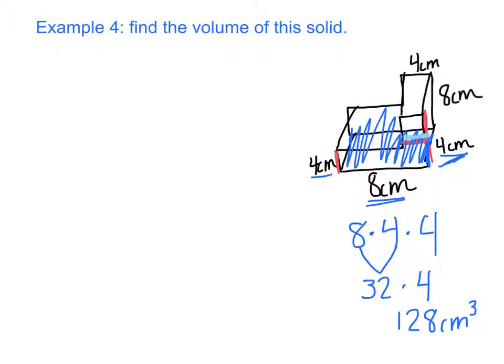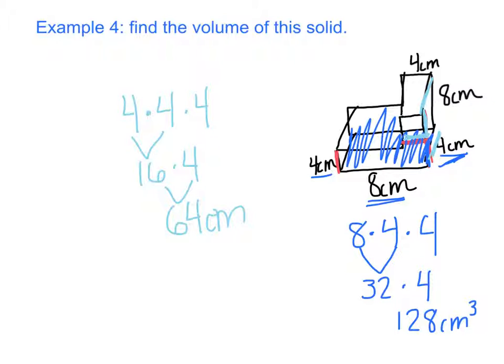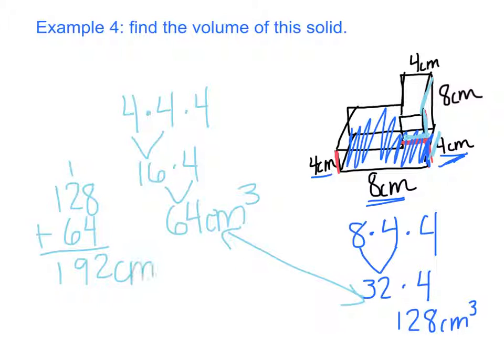Now we have this top piece we need to worry about. We have 4 by 4, and remember the width is 4, so this width is 4. So it doesn't look like it, but it is in fact a cube. So to find the volume of this cube, our length is 4 times our width is 4 times our height of 4. So therefore we get 16 times 4, which is 64 centimeters cubed. Add the two volumes together to get a total volume of the entire figure. 128 plus 64. I have 192 centimeters cubed.